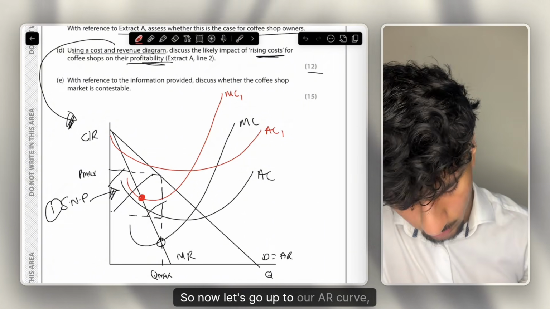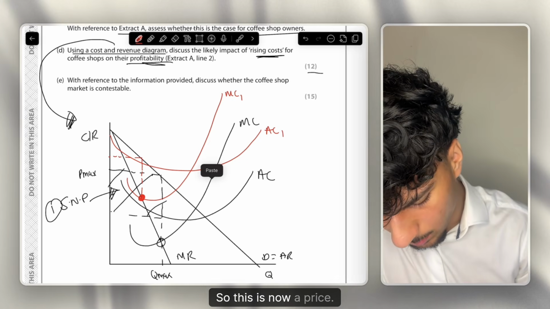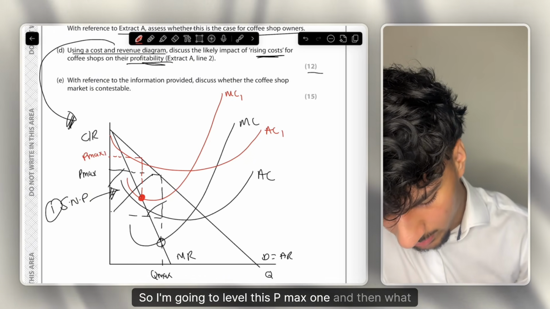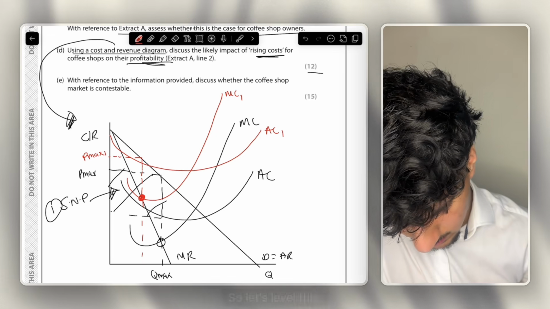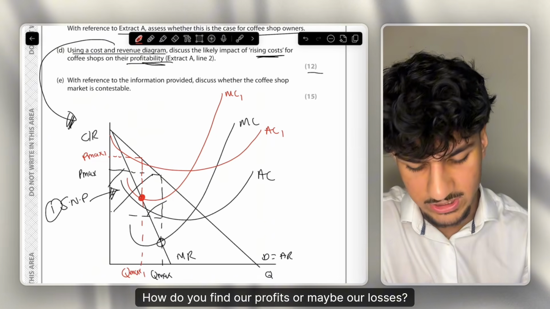So now let's go up to our AR curve, which of course is here, and then go left. So this is now our price. I'm going to label this Pmax1, and then what do we do? Let's label this Qmax1. How do you find our profits or maybe our losses in this scenario?